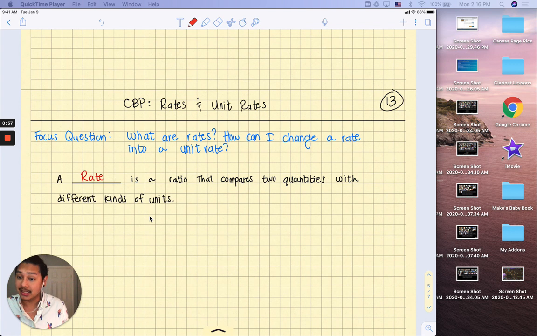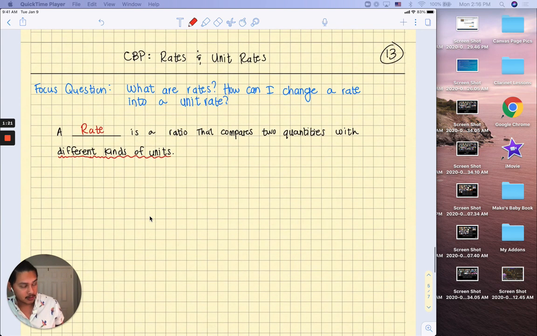A rate, it's just a ratio, right? Do you see how those two words are connected? Rate, ratio. They are related to one another. And so we just say that a rate is a ratio that compares two quantities or two numbers with different kinds of units. If you could underline different kinds of units, I'm doing a little squiggly underline. Go ahead and underline different kinds of units. This is important here. Let's take a look at an example.